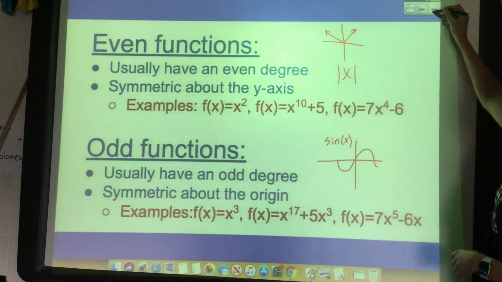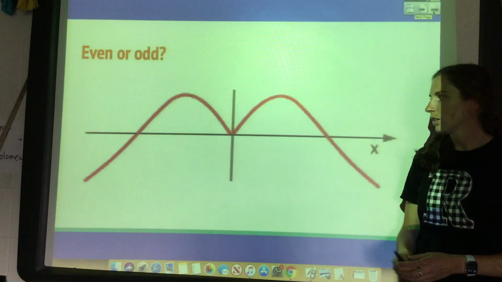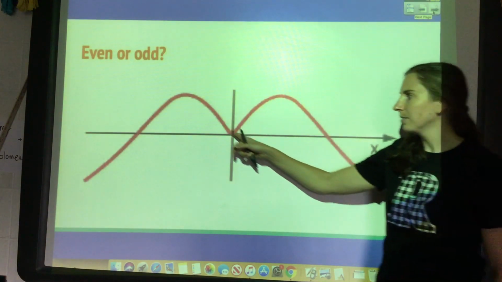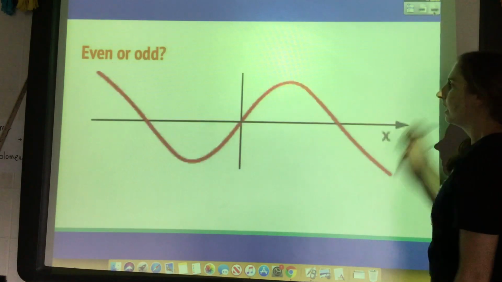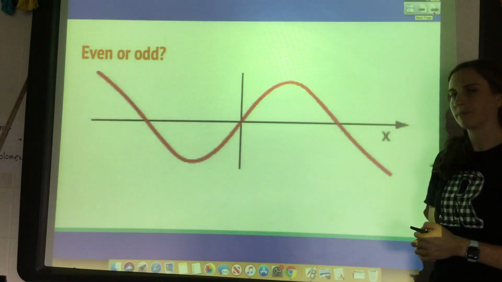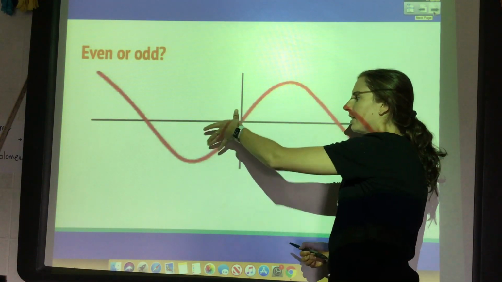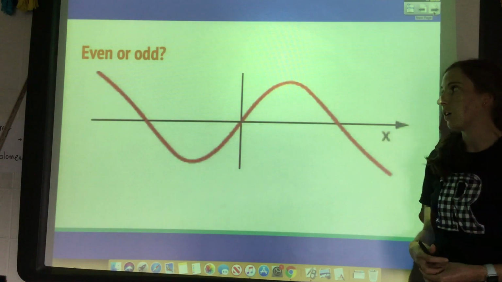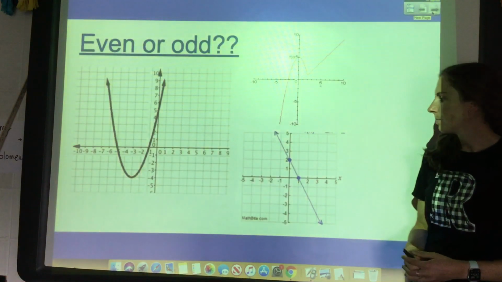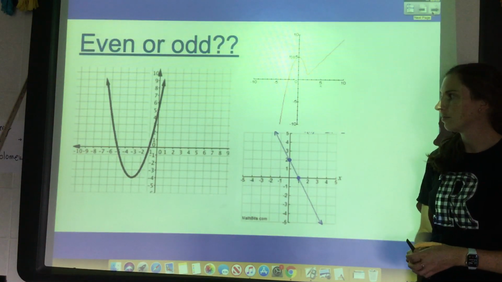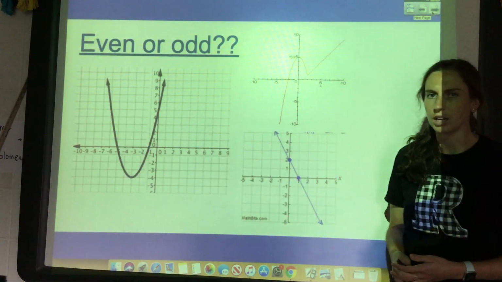So let's look at a few examples. Is this one even or odd? This looks like a book page to me. This one's even because it's symmetric about the y-axis. That one's even. Is this one even or odd? This one's odd because if you were to rotate it 180 degrees around the origin, you'd get the same graph, so that one is odd. All right, so what about these? Let's take a look at this one. Is this one even or odd?